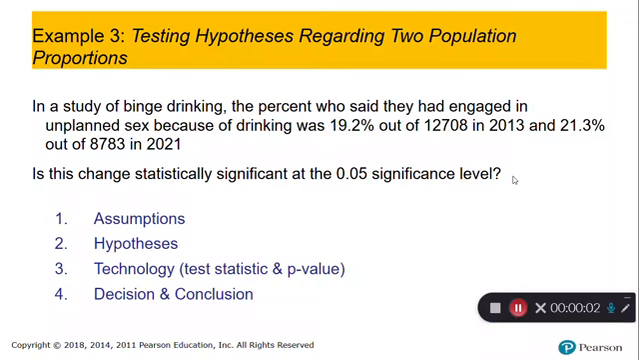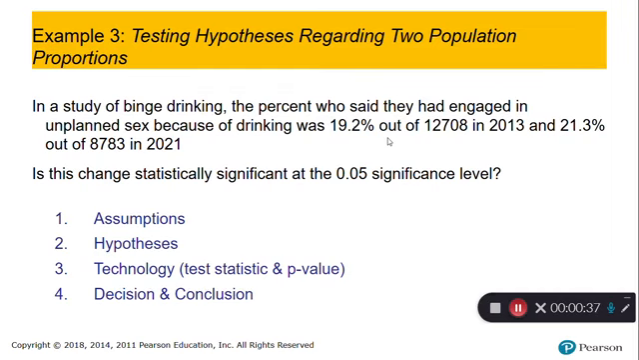In this video, we're going to look at another example of testing hypotheses regarding two population proportions. In this example, they did a study of binge drinking, and the percent who said they had engaged in unplanned sex because of drinking was 19.2% out of 12,708 people in 2013, and 21.3% out of 8,783 in the year 2021. Is this change statistically significant at the 0.05 significance level?